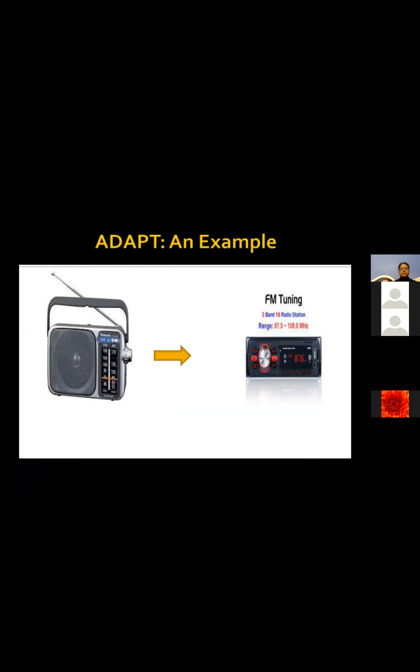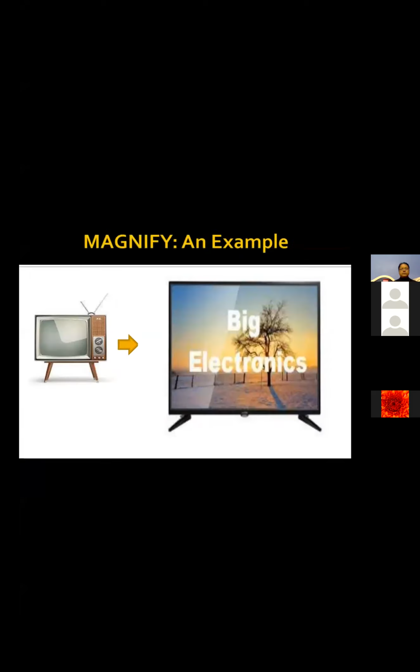Next we have adapt. We all know that transistors, or you can say radios, shifted from our homes to two wheelers, or you can say different vehicles. In two wheelers or four wheelers, or in cars, they work very well compared to now in our homes. Innovation can also be very successful if you can magnify the system or its effect. For example, earlier we had small screen TVs. Now we have big screen TVs like LEDs or LCDs. So that can also lead to successful innovation.